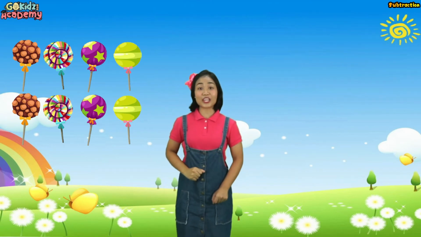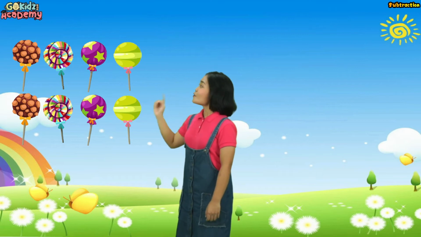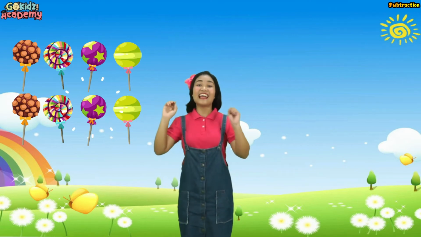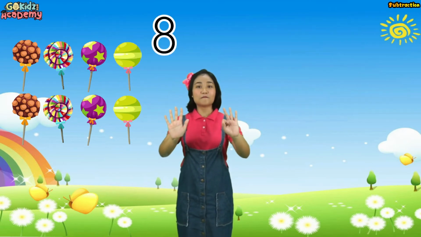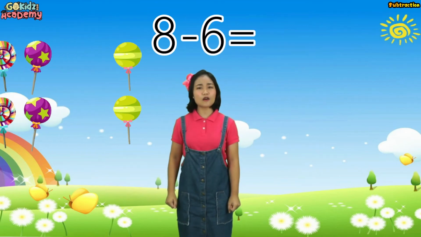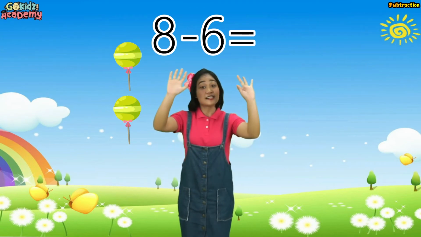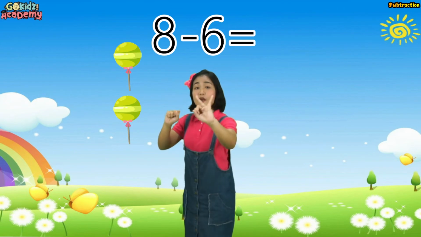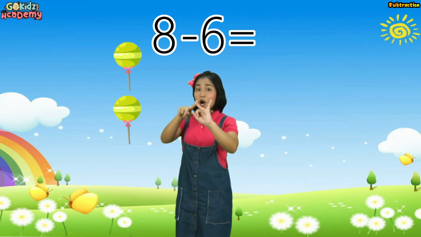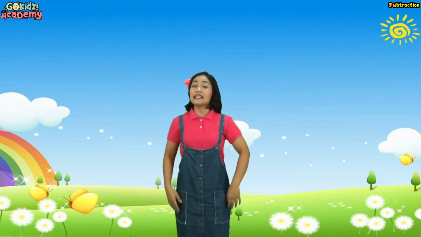I know all of you like lollipops. So here I have how many lollipops? Let's count. 1, 2, 3, 4, 5, 6, 7, 8 lollipops. But my sister ate 6 lollipops. So how many lollipops were left? So 8 minus 6 lollipops. How many are left? 1, 2. Very good. 2 lollipops. Last example.